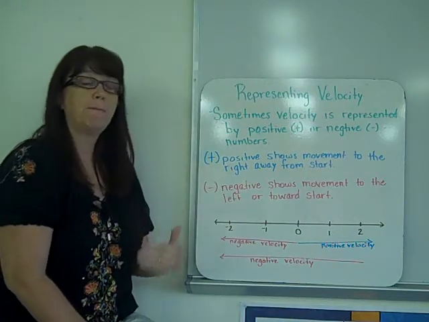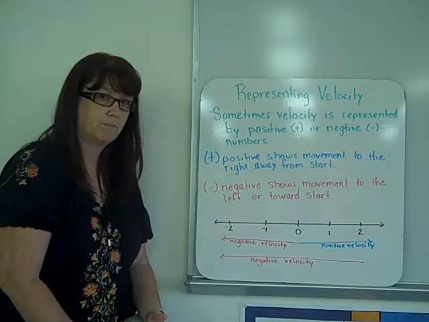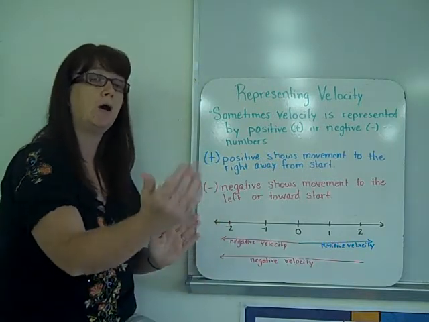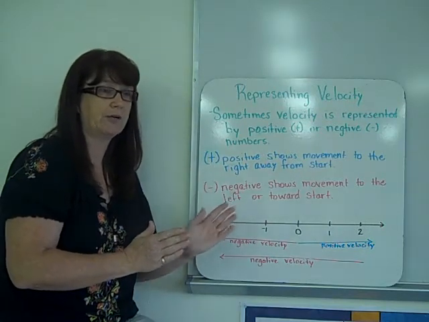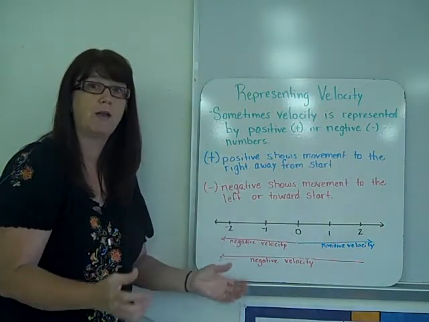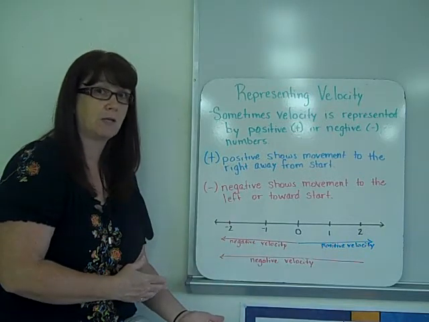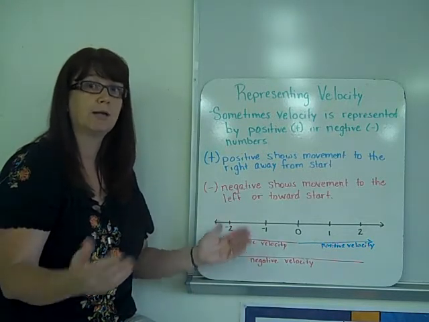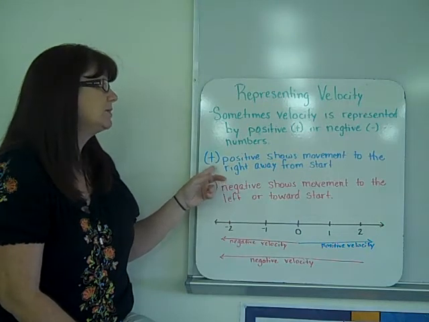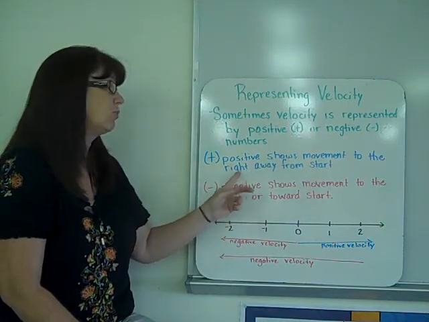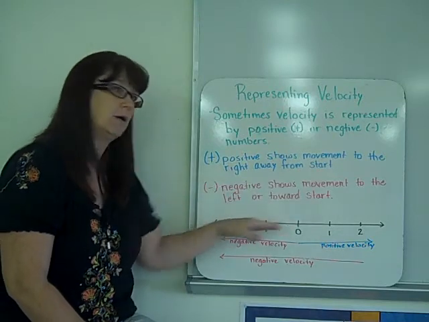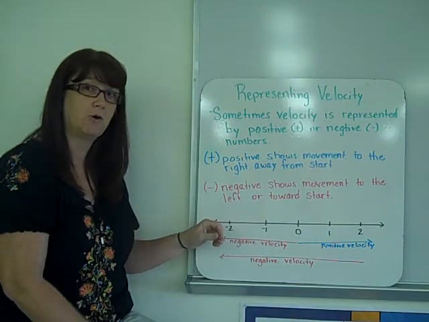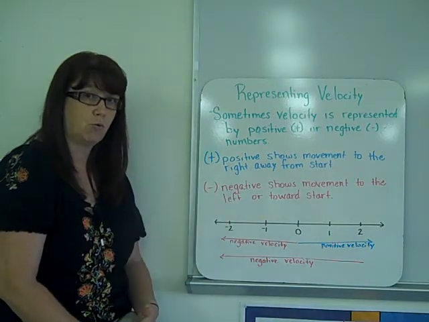Sometimes it's represented with a positive symbol or a negative symbol. Please know, the symbol only refers to moving in a positive direction or in a negative direction. It has nothing to do with the number itself. Negative doesn't mean slowing down. Positive does not mean speeding up. It simply means the direction that it's traveling. So positive is going to show movement to the right away from start if we're talking about a number line. Negative is going to show the movement to the left or towards the starting point.